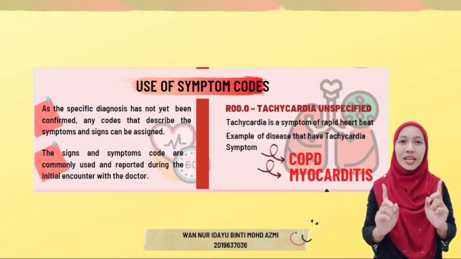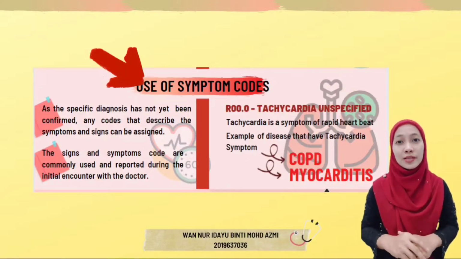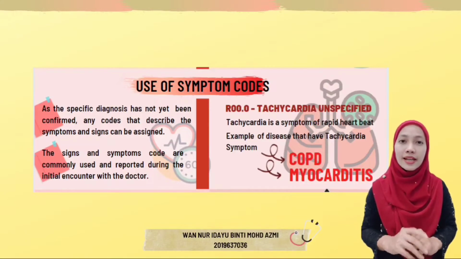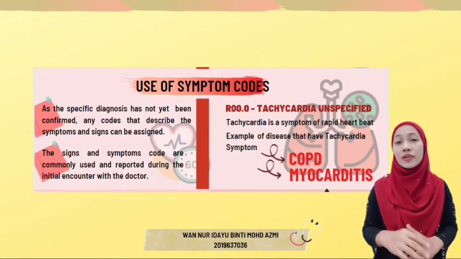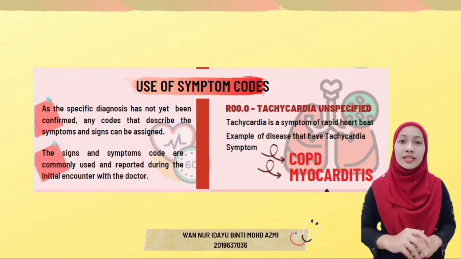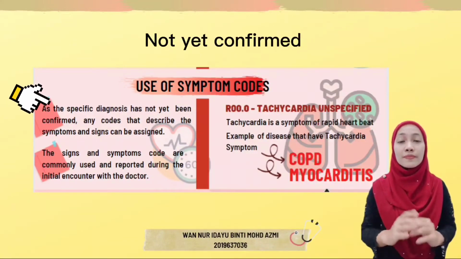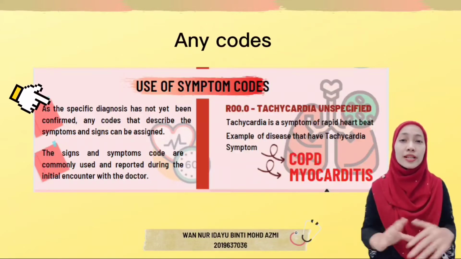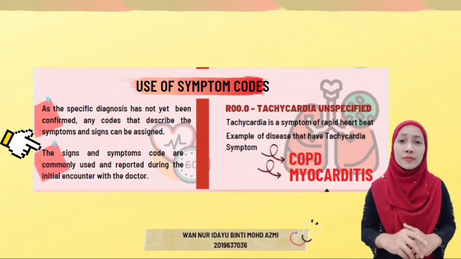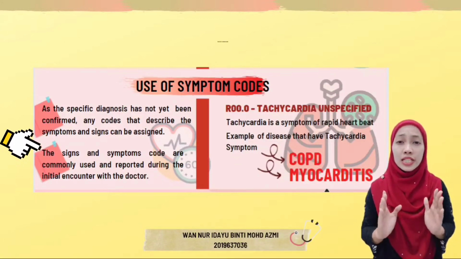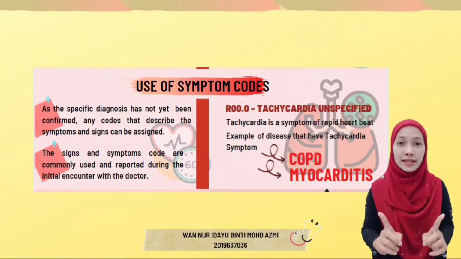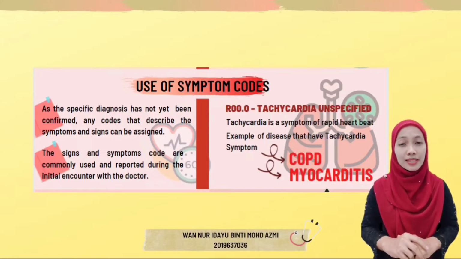In this video, I am going to explain the use of symptom codes. As mentioned in the guideline, the codes that describe symptoms and signs are acceptable for reporting purposes when the provider has not established a related definitive diagnosis. Meaning that, as long as the doctor has not yet confirmed the specific diagnosis, any codes that describe the symptom and sign can be used. This is because sign and symptom codes are most commonly used during the initial encounter with the doctor. So, until a specific diagnosis is assigned, the sign and symptom codes from this chapter can be reported.